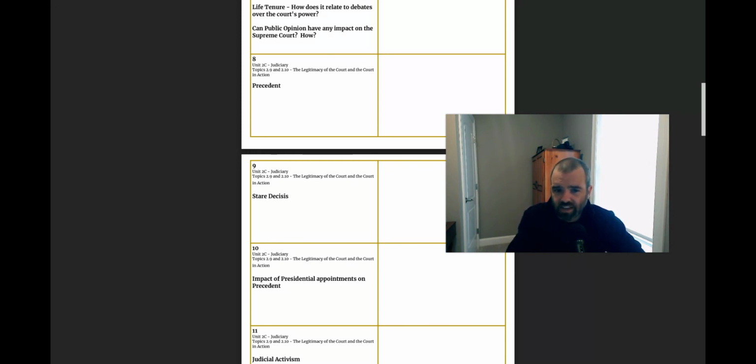And stare decisis is the philosophy of letting precedent stand, let the decision stand. If you really believe in stare decisis, Latin for, I think, let it stand, then you're not going to overturn precedent very easily. That doesn't mean that precedent doesn't ever get overturned. It absolutely does, and it can.